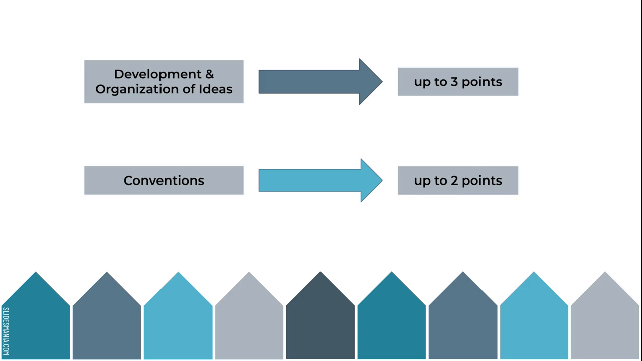You may be aware that essays are scored up to 3 points for development and organization of ideas and up to 2 points for conventions. Your essay will be graded by 2 human raters, and both of their scores will combine for a total of a possible 10 points. Your goal is to aim for 8 to 10 points, and you can absolutely achieve that score with some practice and effort on your part.